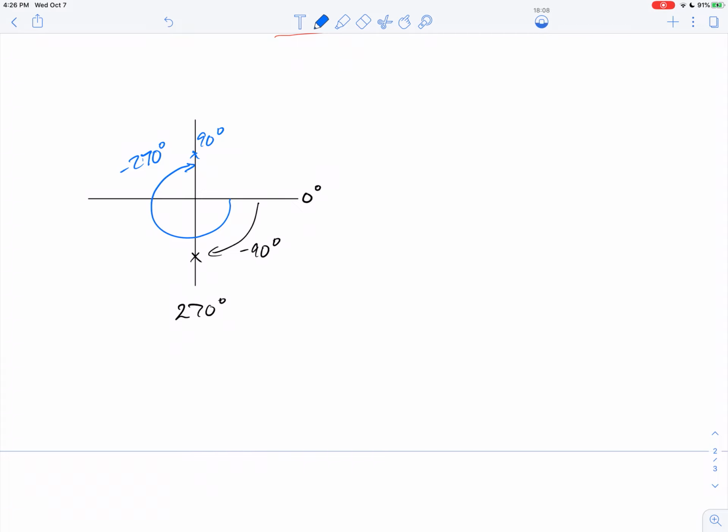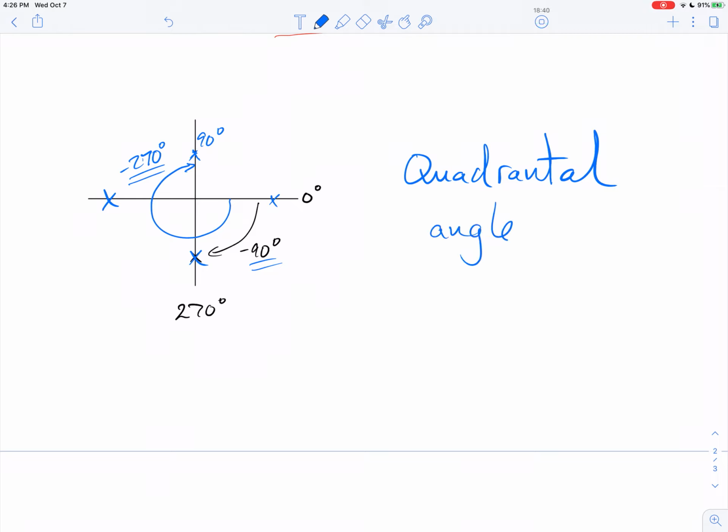So keep in mind, we don't just measure things in positive degrees. Sometimes we use negative degrees. But it doesn't mean these guys are not quadrantal. If you land on either the x positive side, the y positive side, the x negative side, or the y negative side, you have found yourself in quadrantal town. So quadrantal angles could be positive or negative degree measurements, or they could be positive or negative radian measurements.